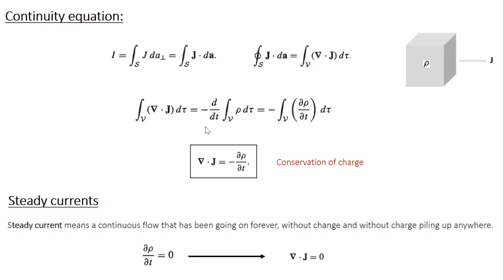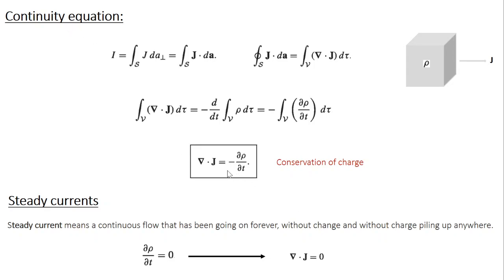Now using the Leibniz theorem, I can interchange this differential and integral and write it as minus volume integral dou rho by dou t d tau. Now compare these two sides. I have same volume integral on either side, which means I can equate the terms inside. So divergence of J equal to minus dou rho by dou t. This is a very important theorem in magnetostatics. This is known as the continuity equation.